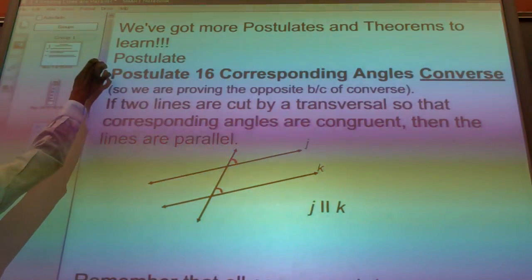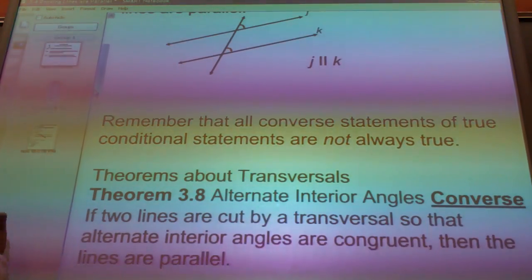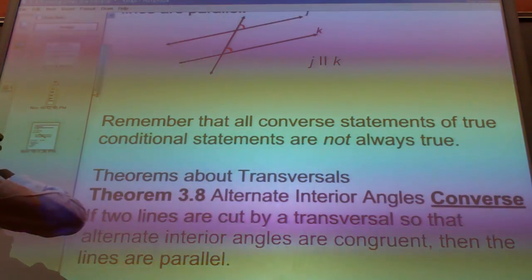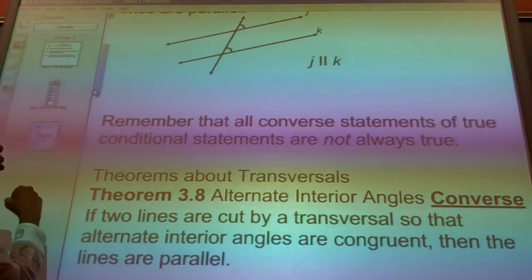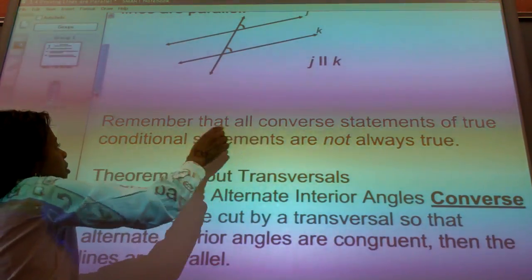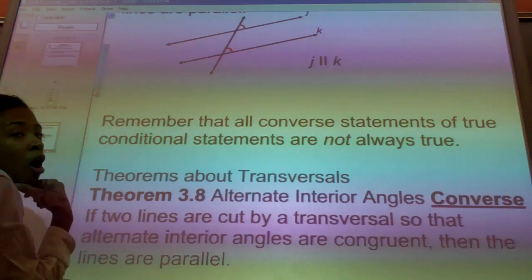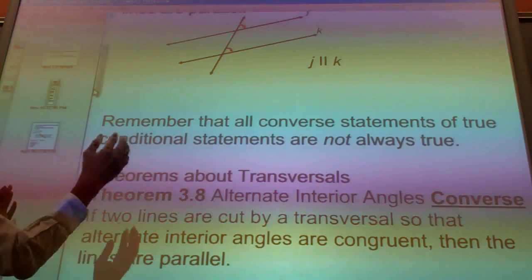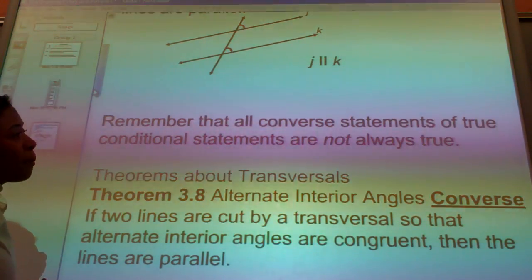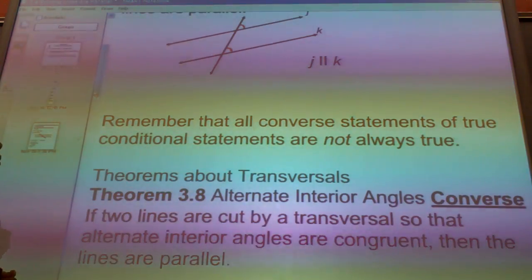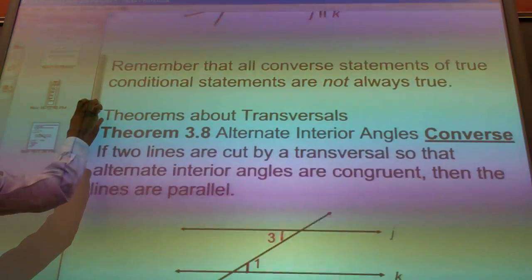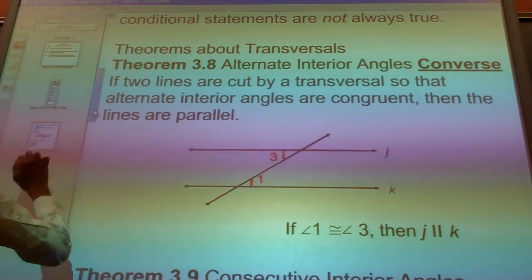Moving forward, again, now it's just the converse. And a reminder that converse statements, again, are just the opposite of the conditional. And you need to remember that converse statements of true conditional statements are not always true. So if I switch the hypothesis and conclusion, that doesn't always mean that the converse is going to be true. Just remember that. All right, here's a theorem.